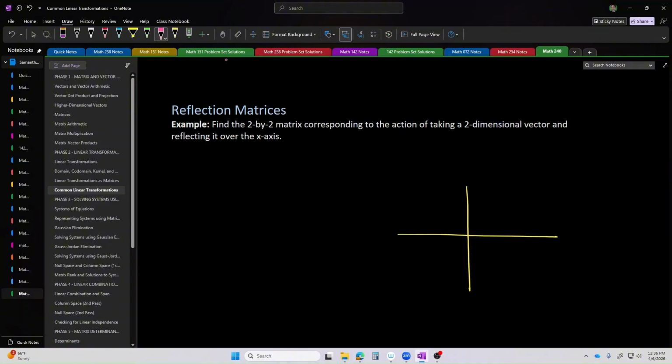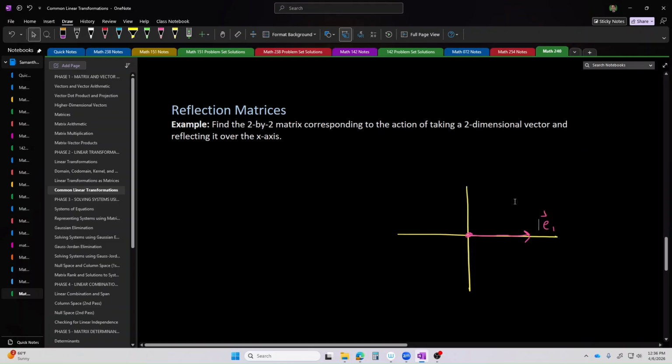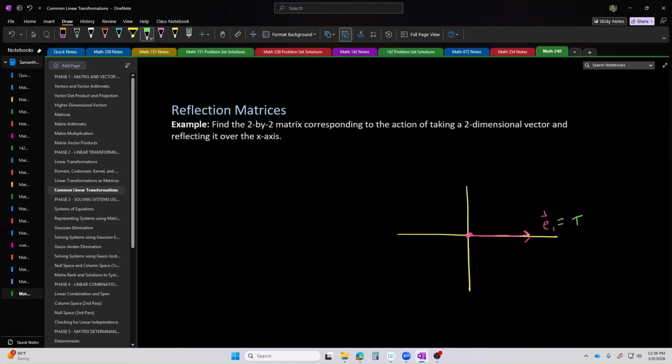So let's first consider again what happens to E1. If I take E1 and I reflect it over the x-axis, it doesn't actually change at all because E1 is already on the x-axis. So in this case, E1 remains unchanged when the transformation is applied to that vector.